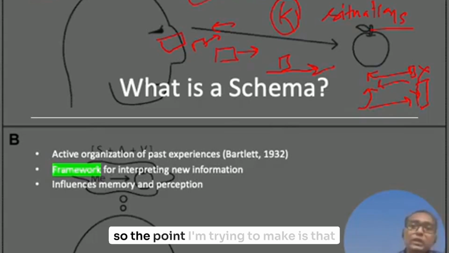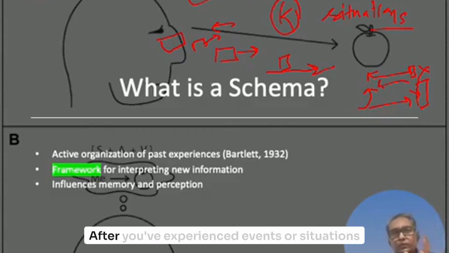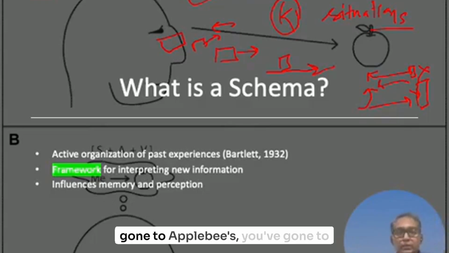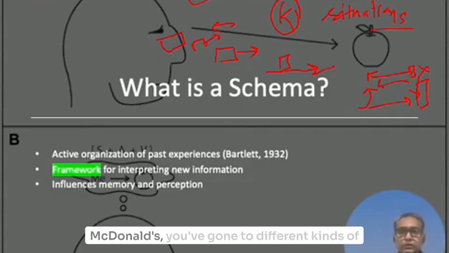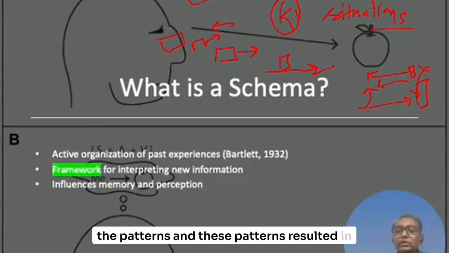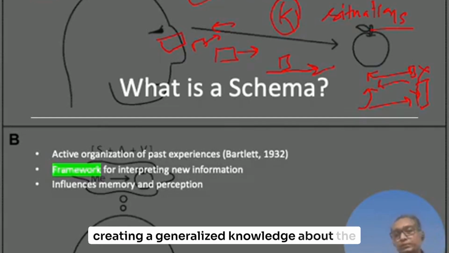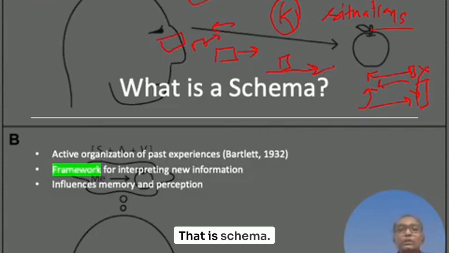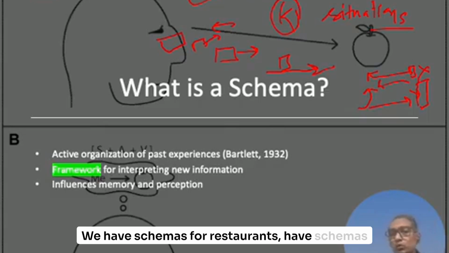So the point I'm trying to make is that this generalized knowledge comes after you've experienced events or situations multiple times in multiple contexts. You've gone to Applebee's, you've gone to McDonald's, you've gone to different kinds of restaurants, and over time, you've understood the patterns, and these patterns resulted in creating generalized knowledge about the world and situations. This is called situational knowledge. Situational generalized knowledge. That is schema. We have schemas for restaurants. We have schemas for movies.